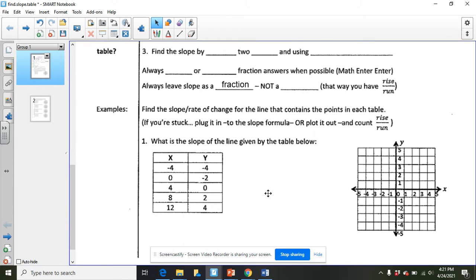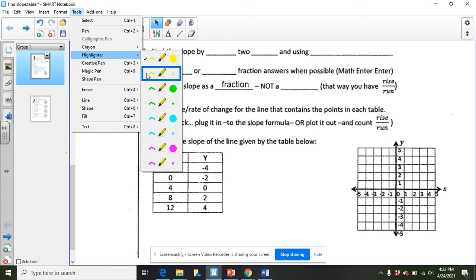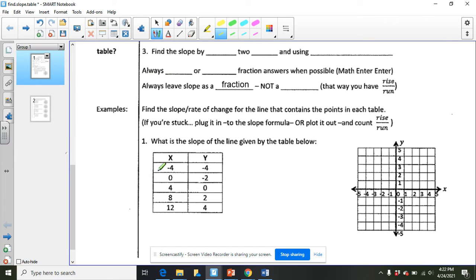All right, so let's just begin. Now, you could plot this. It's going to form a line and you can figure slope, but we're not going to be doing linear data. It may have a linear path, but all of the data points aren't going to fall on the same line. So what we're going to do is pretend that the points that I highlight, 0, -2, and 8, 2, are points that the line of best fit is running through.